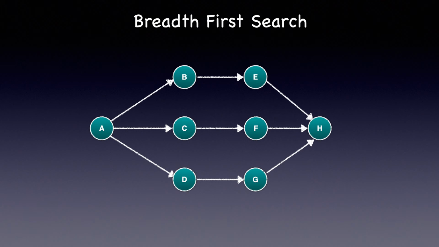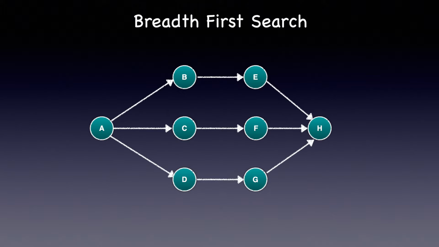Here is a directed graph where node A has three neighbors B, C, and D. Each one of those three neighbors is connected to one node, which is E, F, and G, and they're all connected to H. Let's take a higher level view of what a breadth first search looks like.